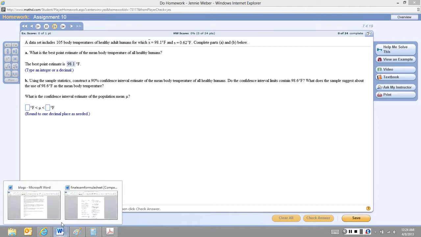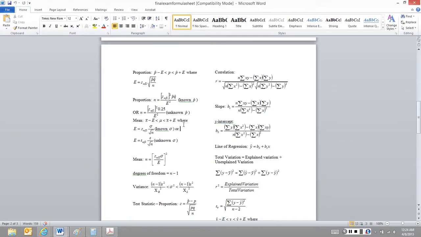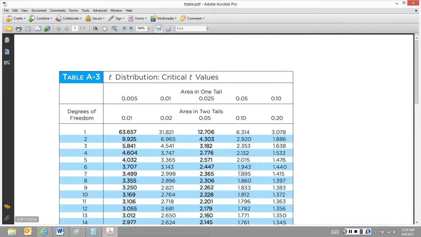Looking at our equations, here is our mean, and we're going to have to search for this E, because this x bar is going to be the 98.1 we found. But we don't know the population standard deviation, so we have to go to this formula and use the t-score. So we need to first look up the t-score. Here's our t-score table, table 8.3. You can also use Excel. If you look at my videos, you will see how to use Excel for this.